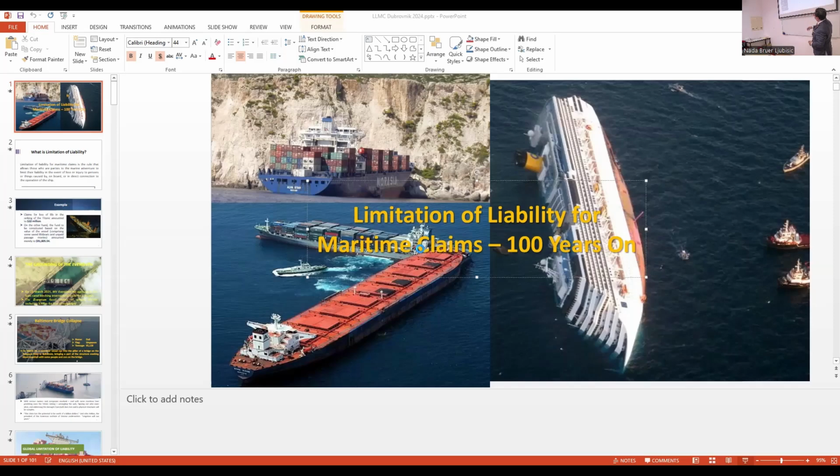I had this just from the region for the comparison. Albania, for example, is a party to the PAL 2002, LLMC 76 and 96. Montenegro is a party just to PAL, but not LLMC. And Slovenia is a party to PAL 2002 and LLMC 1996. This is a problem of having both conventions, and we'll discuss it a bit later on.